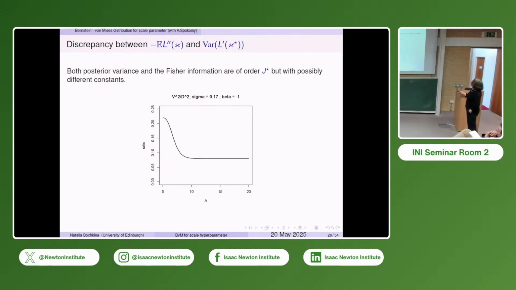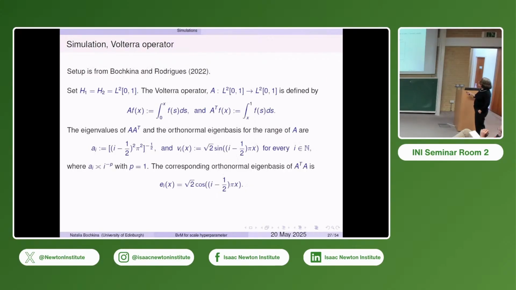So in this particular problem, I haven't shown you the setup, but I will in a moment. So it stabilizes in here. It's about 10%. So effectively, the posterior variance is smaller, right, than the efficient information. The precision is larger. So let me show you some simulation that we've done with my PhD student.